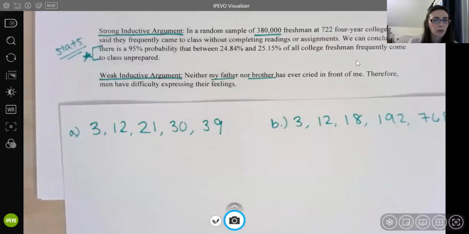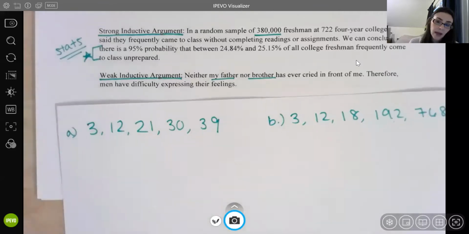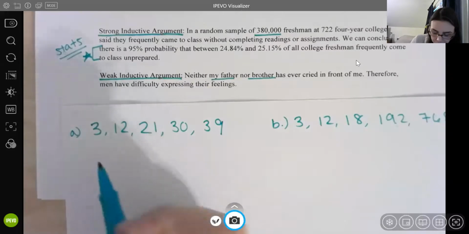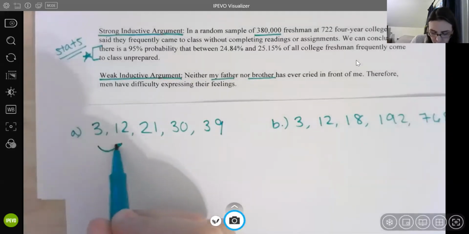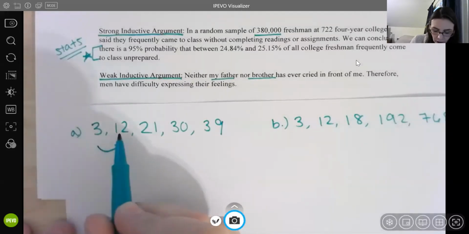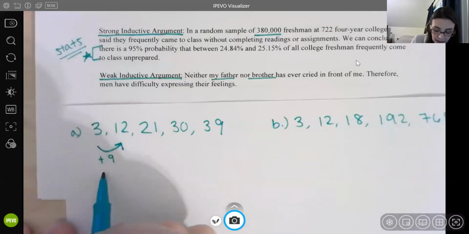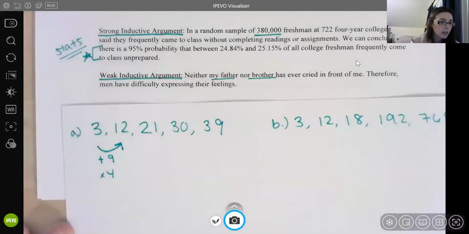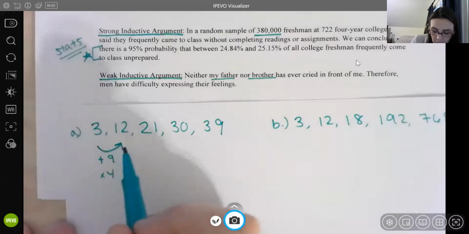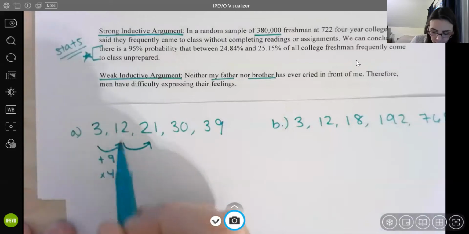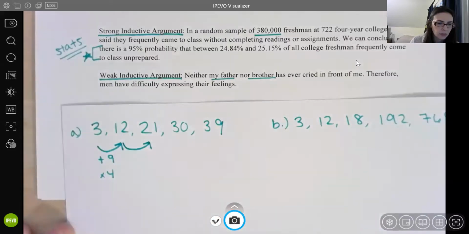Things that you can try when you're looking for patterns are addition or subtraction patterns, multiplication or division patterns. So those are our simplest patterns. So here, I may first start by saying, okay, well, what's the change? From 3 to 12, this is a +9 change, or I may say, hey, that's a ×4 change, right? So you're kind of looking to see is there a pattern here. If I go from 12 to 21, now 12 times 4 is 48, so that doesn't look right. That's not going to work here.